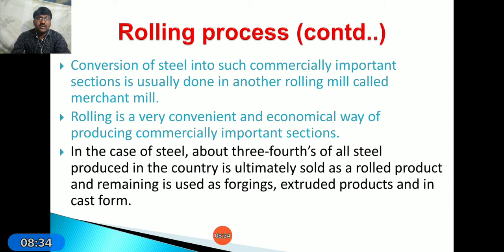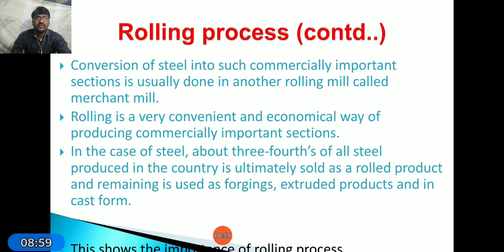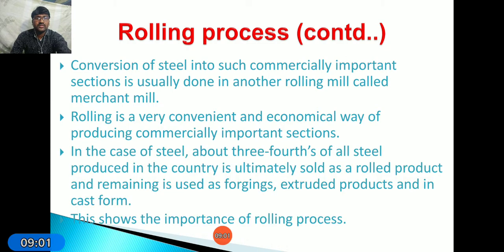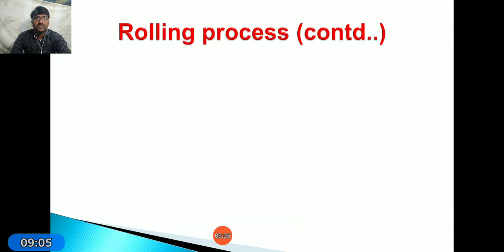Next, in the case of steel, about 3/4 of the steel produced in the country is ultimately sold as a rolled product, and the remaining is used as forgings, extruded products, and in cast form. Mainly the steel components are created by using the rolling process, that is 3/4, or 75%, of steel production. Next, this shows the importance of the rolling process.